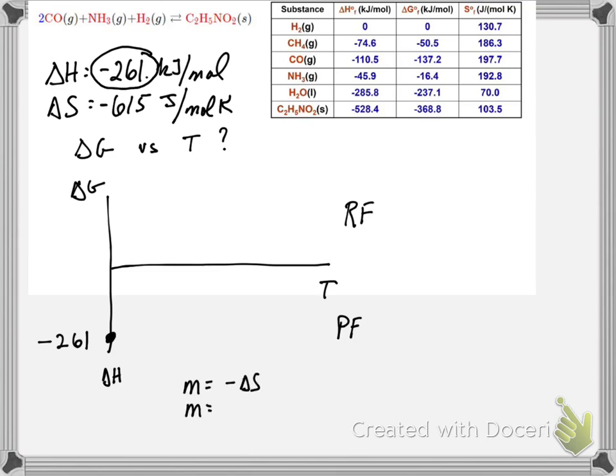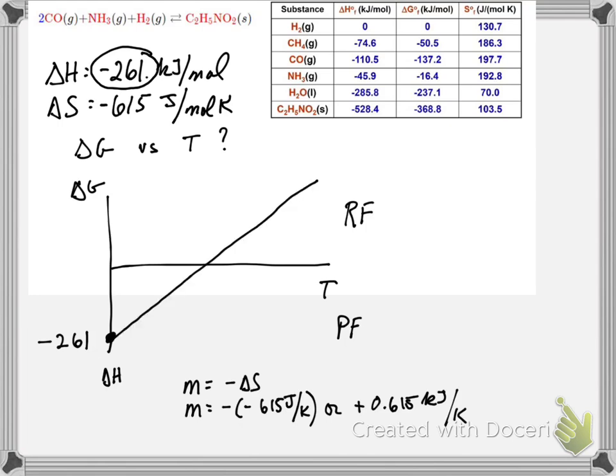The slope is minus delta S. Okay, so there, I put the minus sign, so it's minus 615 joules per Kelvin and minus 261. The first thing I'm going to do is take the slope and convert it into kilojoules, and then take the negative of it to give a positive slope. So we start with the point minus 261. We draw a positive slope.